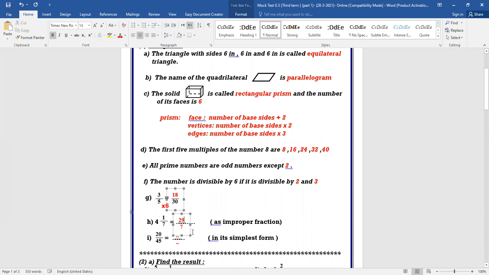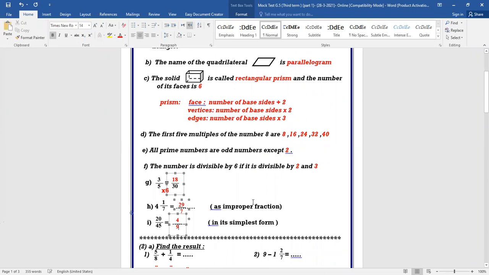20 out of 45 in its simplest form. Yes. 20 out of 45. Both of these numbers are divisible by 5. Good. We divide by 5. 20 divided by 5 equals 4. And 45 divided by 5 equals 9. It will be 4 out of 9. Thank you, Amr. Welcome.